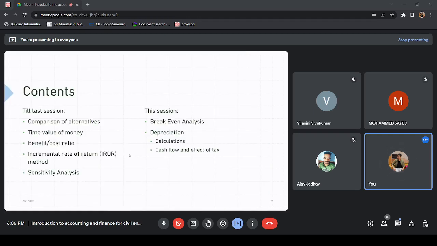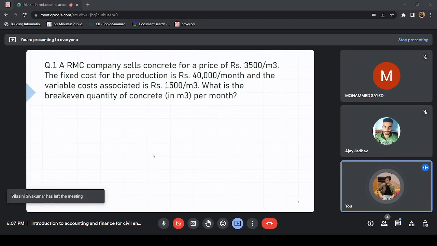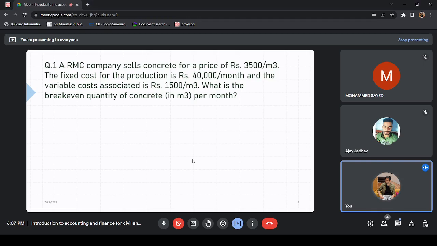So, in this session, the main topics that were discussed were break-even analysis and depreciation. This is a live interactive session, so I request all of you to please participate. It would be better if you keep answering, go with the flow, and solve together.